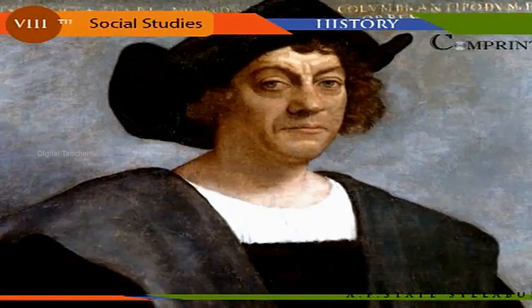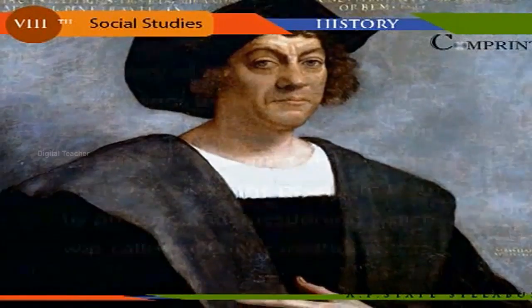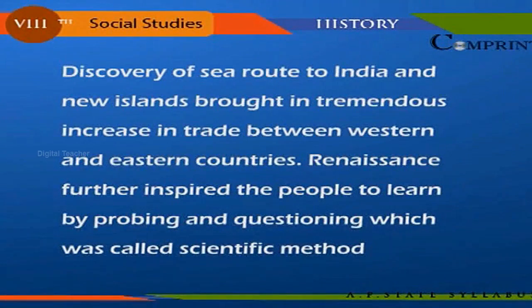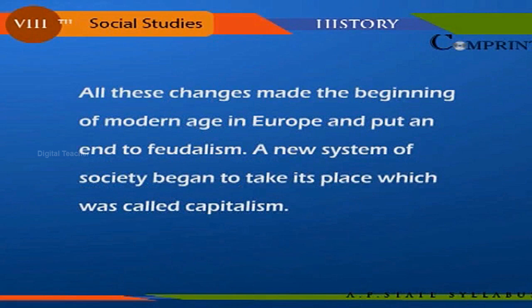As you know, Vasco da Gama discovered a sea route to India and Columbus discovered America. Discovery of the sea route to India and new lands brought in a tremendous increase in trade between Western and Eastern countries. Renaissance further inspired the people to learn by probing and questioning, which was called the scientific method. All these changes made the beginning of the modern age in Europe and put an end to feudalism. A new system of society began to take place, which was called capitalism.